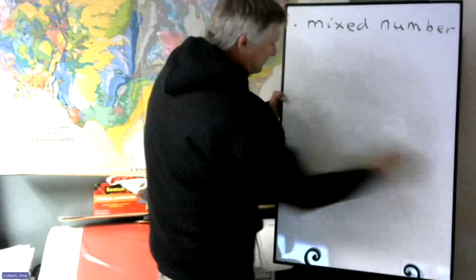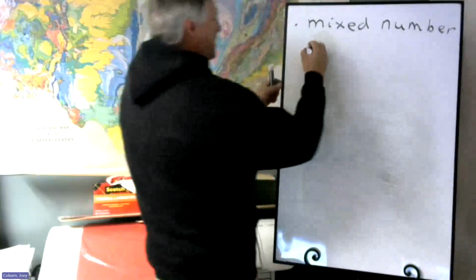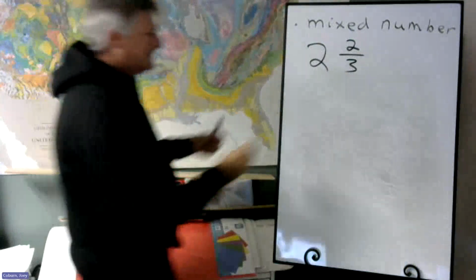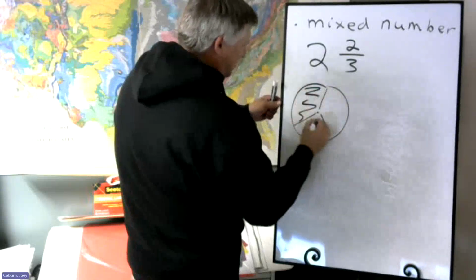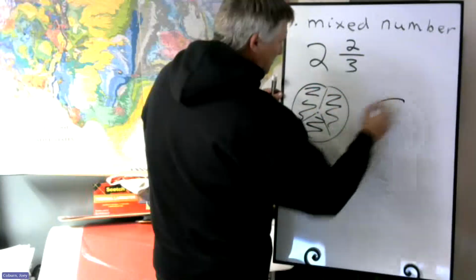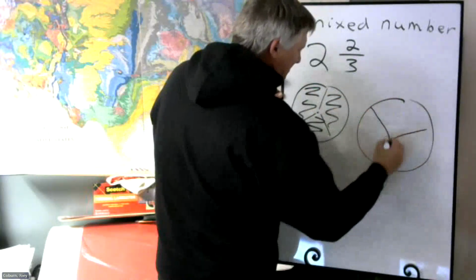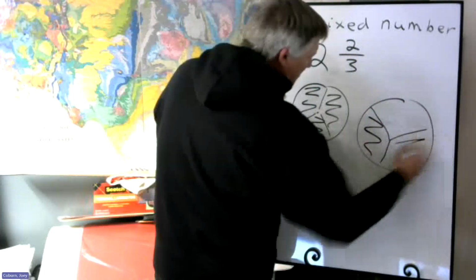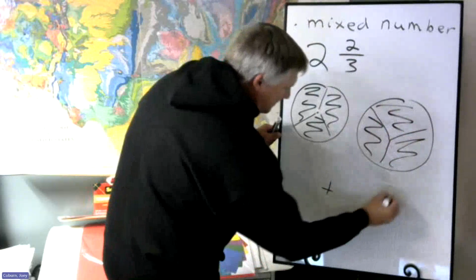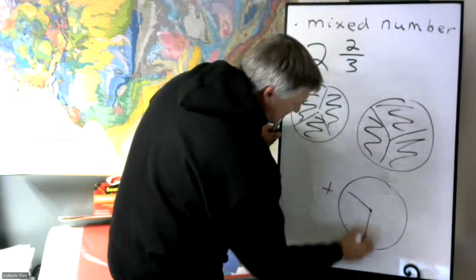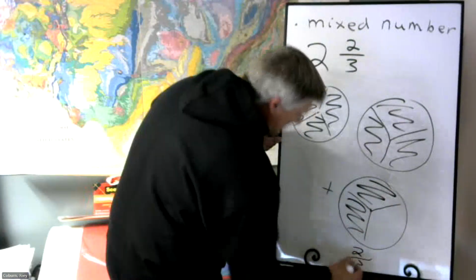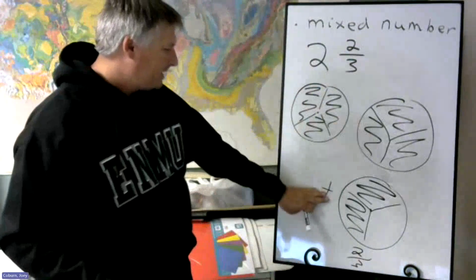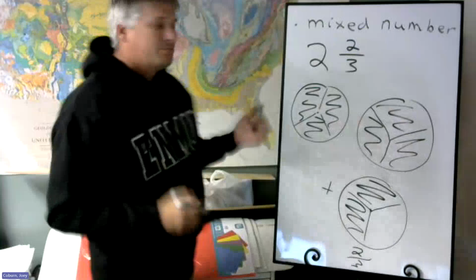Another example of a mixed number. Let's say we have 2 2/3. So let's go back to some pizzas here. So we're cutting pizzas into 3 slices. So this is going to be 2 wholes plus 2 out of 3. So you have 2 wholes plus 2 out of 3. And that's what a mixed number is.